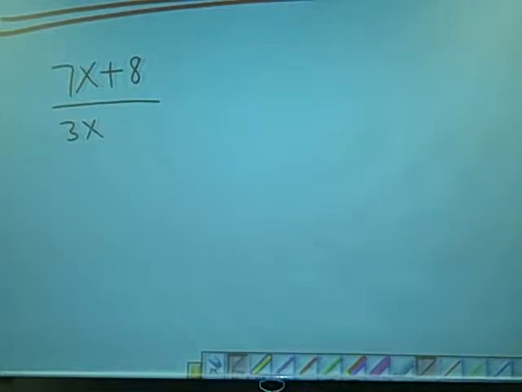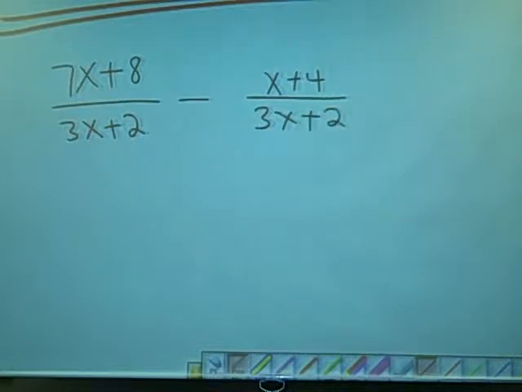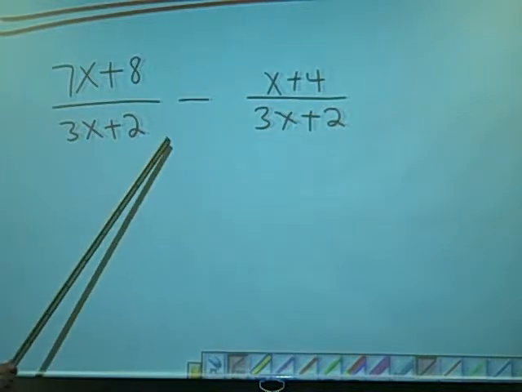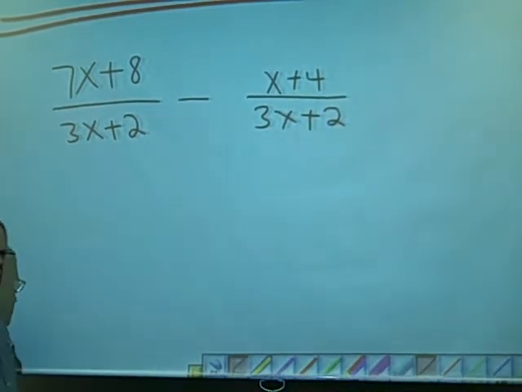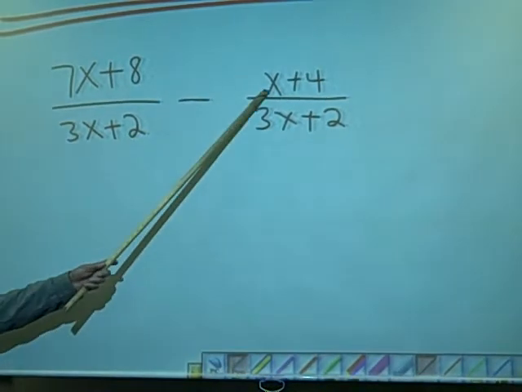Okay, try this one. We've got 7x plus 8 over 3x plus 2, minus, and then here we have x plus 4 over 3x plus 2. Now this minus here, this minus is for everything, not just the first term.